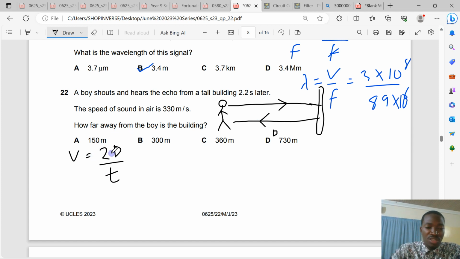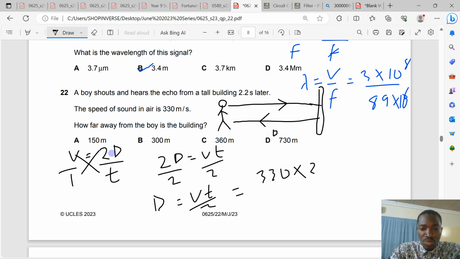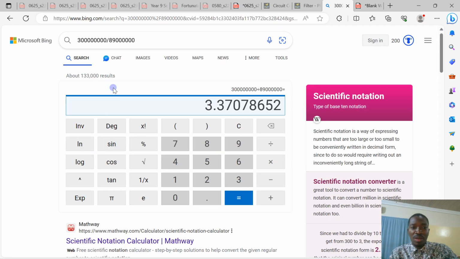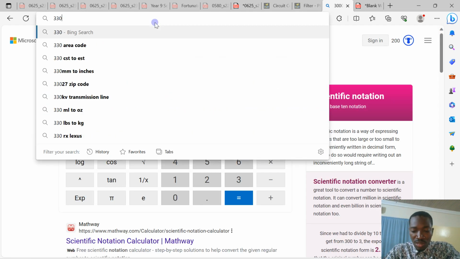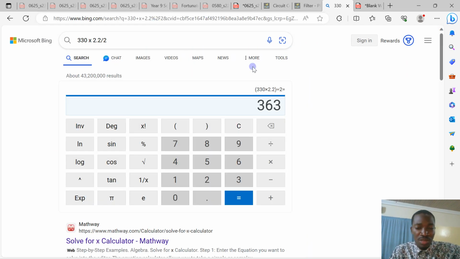To make D the subject of the formula, introduce a denominator of 1 and cross multiply. That means 2D is equal to VT. To get D, divide both sides by 2. It means the distance is equal to VT over 2. Let's try that. What's the speed? 330 meters per second. What's the time? 2.2. Divide this by 2. So 330 times 2.2 divided by 2. That gives us 363.